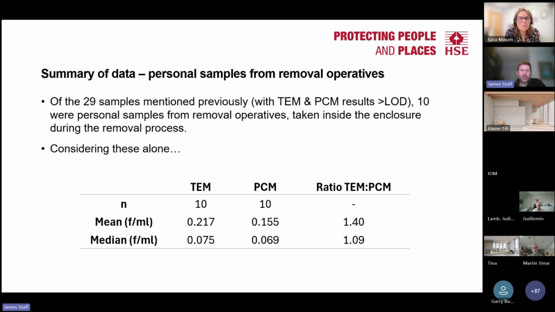However, those samples were not all taken from removal operatives inside the enclosure. They were taken around the site at different times and different locations. So to bring it back, just to think about removal operatives, we can narrow it down to just personal samples from operatives taken inside the enclosure during removal. And that turns out to be 10 of those 29 samples.